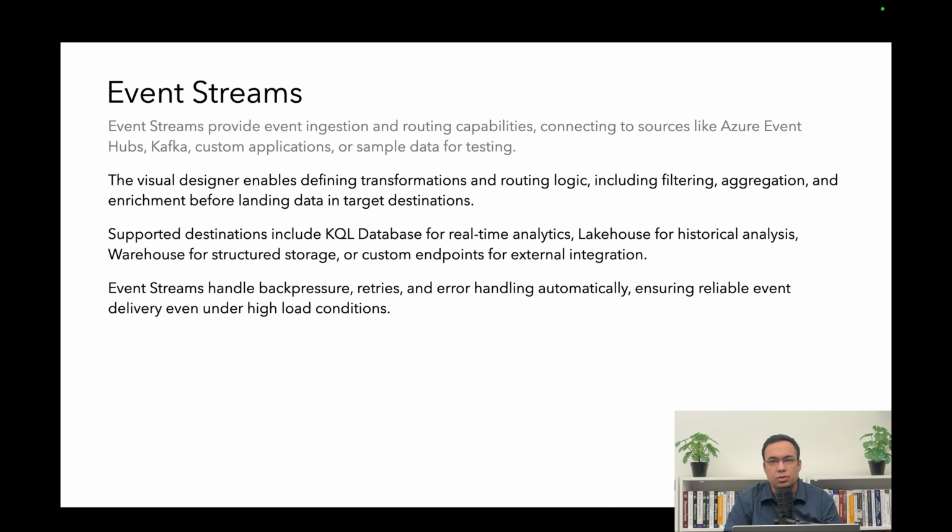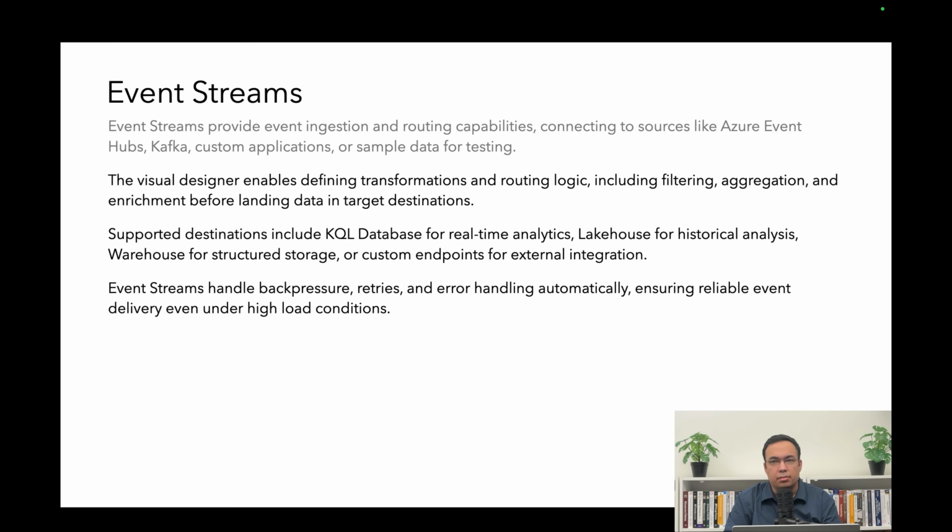They can connect to sources like Azure Event Hubs, which is Azure's streaming platform. They can also connect to Kafka topics if you're using Kafka. They can connect to custom applications that push events to Fabric, and they support sample data for testing, which is useful when you're developing and want to test your logic without setting up real event sources.